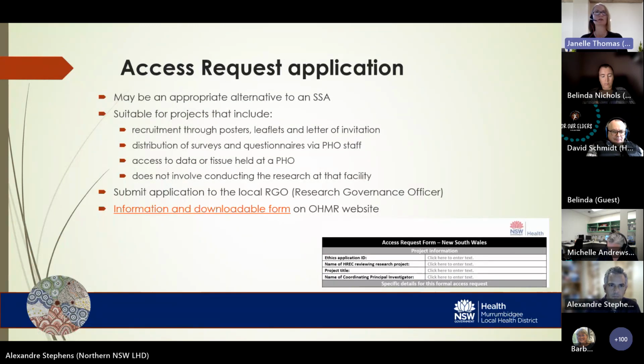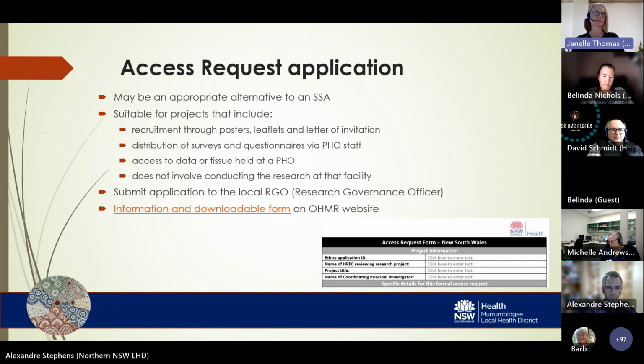Just quickly touching on access request applications. This can be maybe an alternative way of getting your site authorization as an alternative to an SSA. It is suitable for projects that tend to be called light touch projects. So you may only want to have recruitment through posters or leaflets, or distribution of a survey or questionnaire, or have access to data or tissue held at a particular public health organisation, but that doesn't actually involve conducting the research at that particular facility.